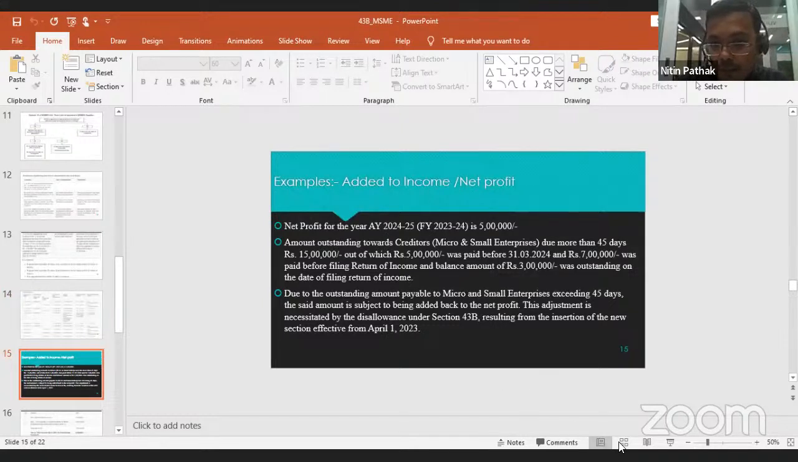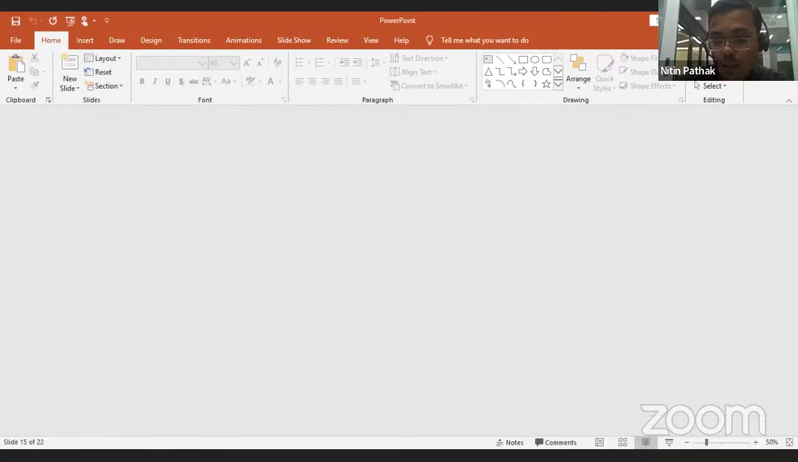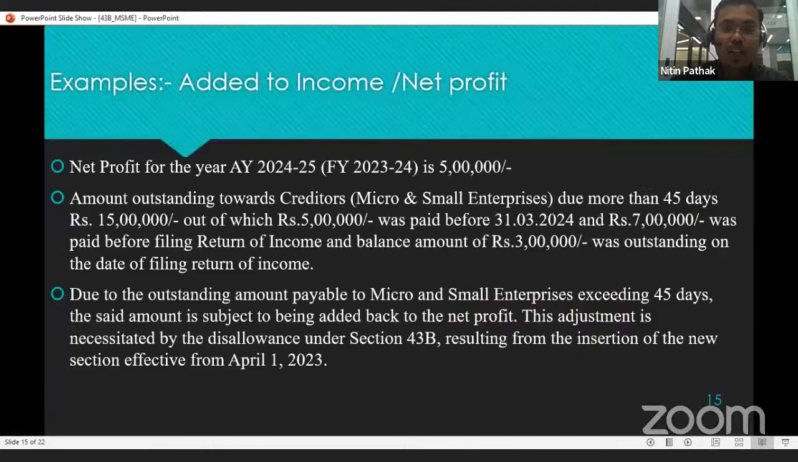Example: how disallowance of expenses is added to your income on net profit. Net profit for the financial year 23-24, assessment year 24-25, say 5 lakhs. We need to analyze how to treat the disallowance of the purchase, and how we give effect to it while calculating the tax.